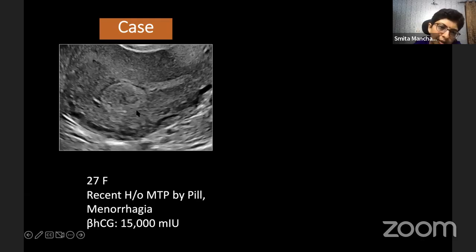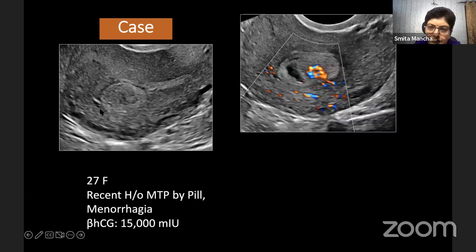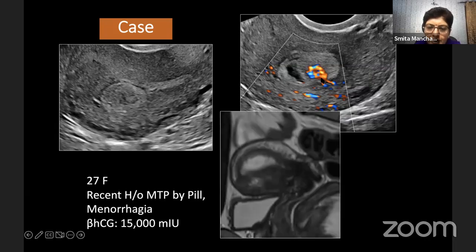Again, a well-defined echogenic mass, but this is the endometrial cavity, and we can clearly see that part of the lesion is going into the myometrium. So we also have intermediate flow within this lesion, mild to moderate. And here also we can see that this lesion is partly within the cavity and partly within the myometrium.